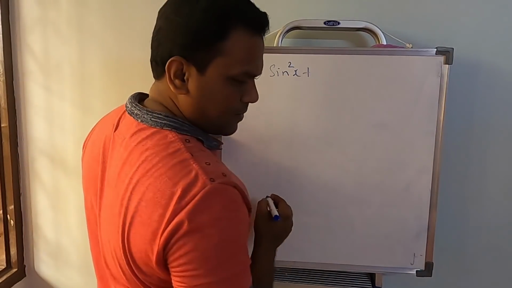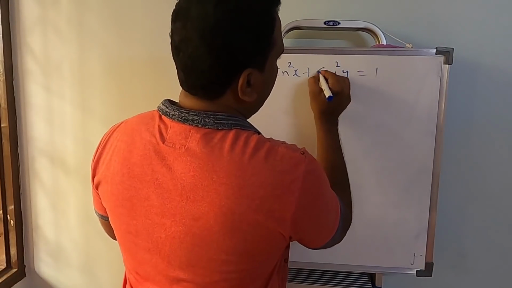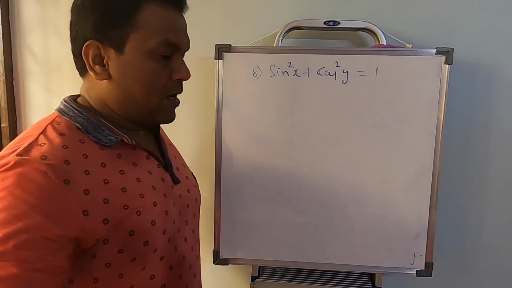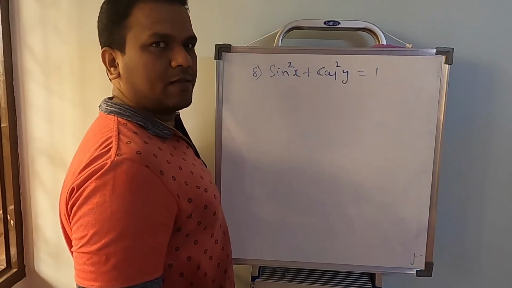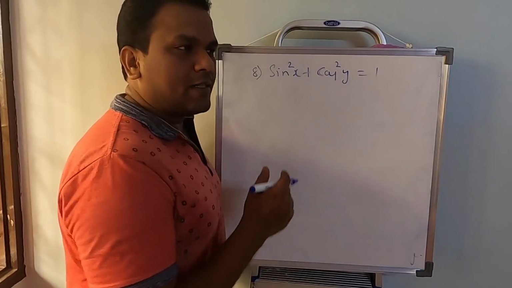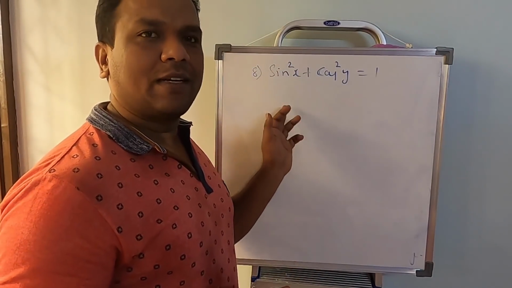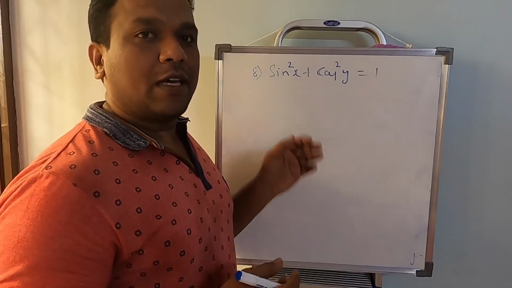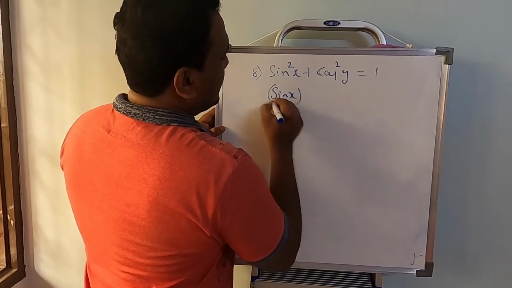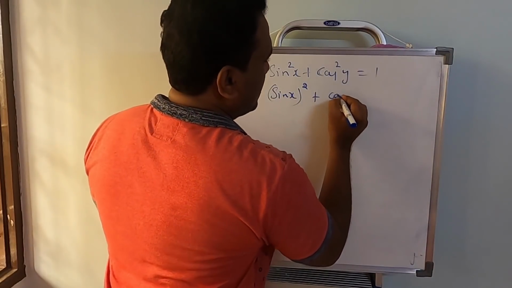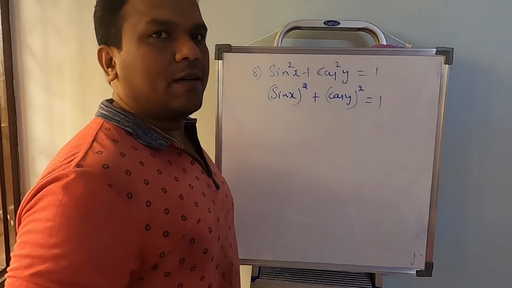sin square x plus cos square y is equal to 1. Now, differentiation of sin square x, cos square y. My suggestion still remains the same. By this time, if you are already good enough at understanding that first it should be x square and then sin x, it's good. If not, please rewrite it: sin x the whole square plus cos y the whole square is equal to 1.